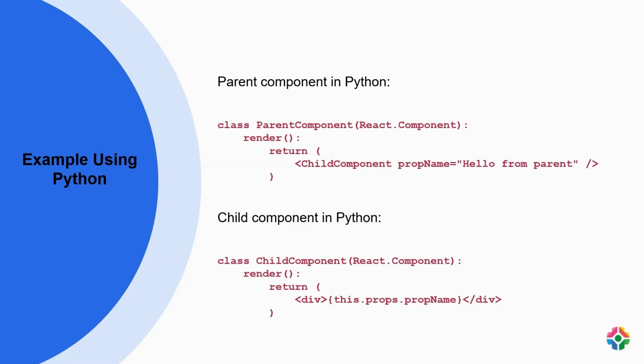Practical scenario. In a web application, the parent component might represent a page layout, while the child component could be a specific component like a navigation bar displaying a message passed down from the parent component.